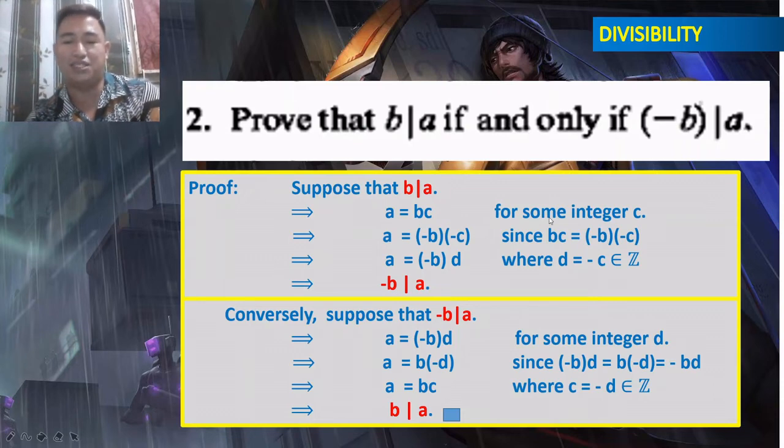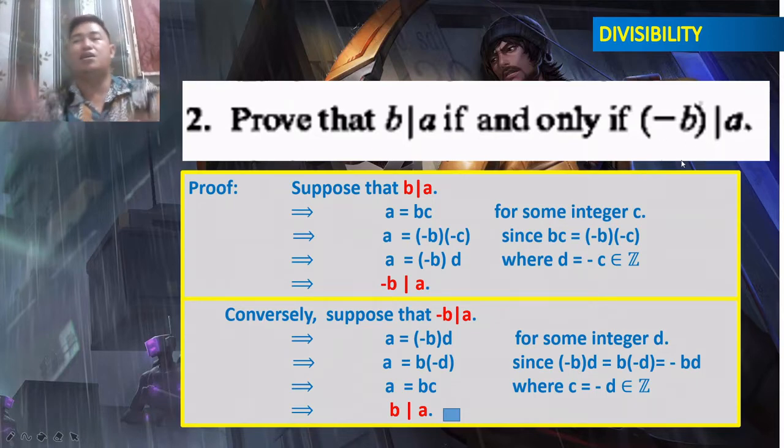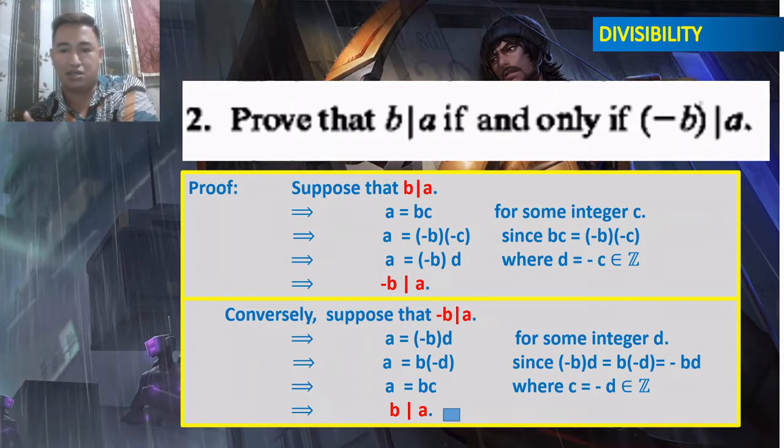So A is equal to B times C for some integer C. Right. B divides A, so B is a factor of A, as in A equals B times C. Okay, next class. B times C is equal to negative B times negative C. Right. So our goal, class, is that negative B divides A. So we need A to be equal to negative B times an integer.